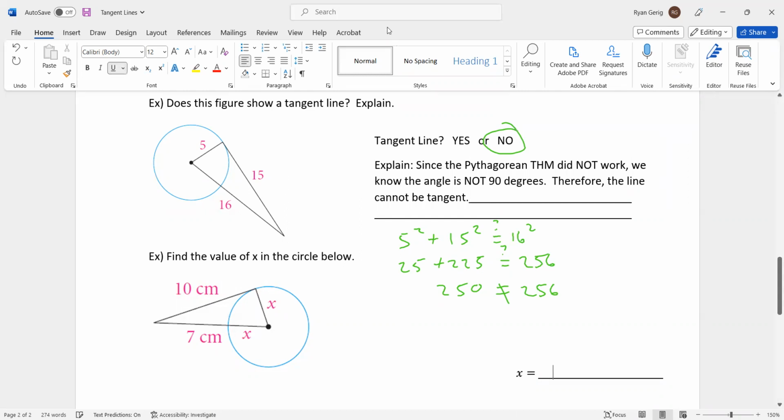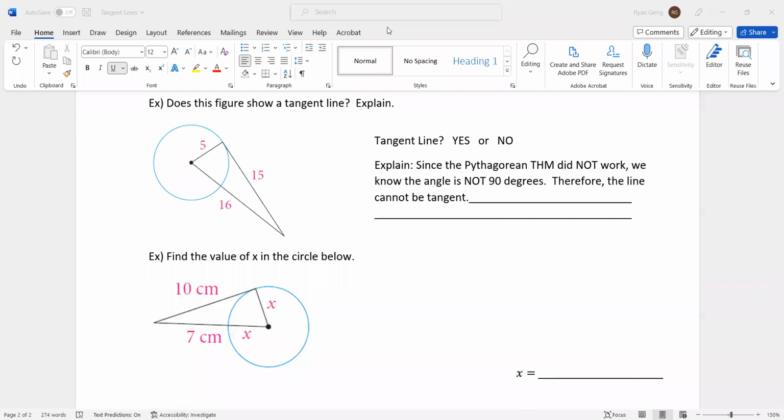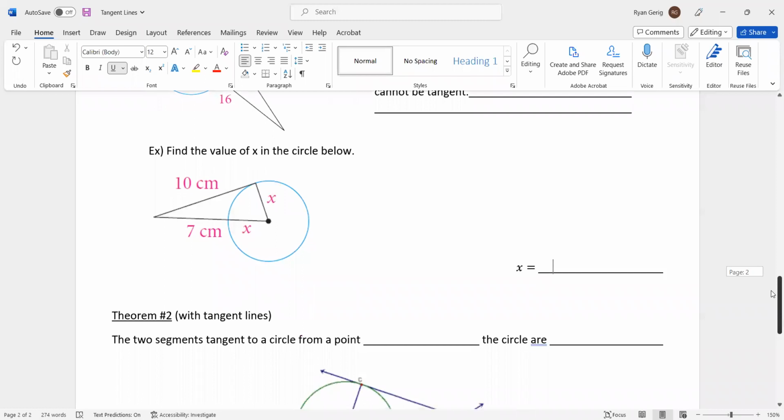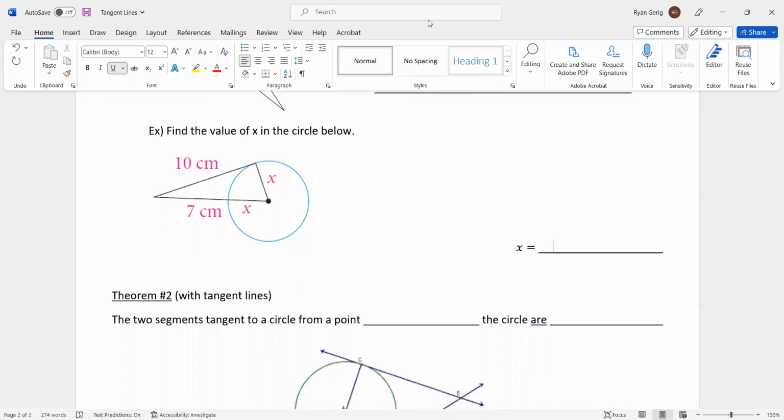Okay, let's move on to the next one. The next one involves some more advanced algebra. Okay, find the value of x in the circle below. So you will see this one. The 7 is from here to here. So that's what 7 is.